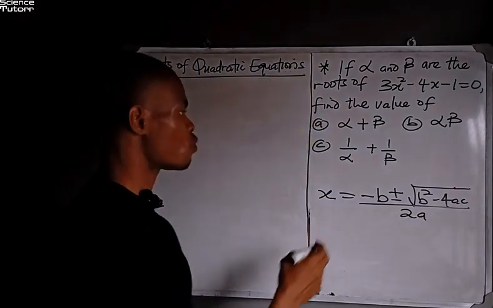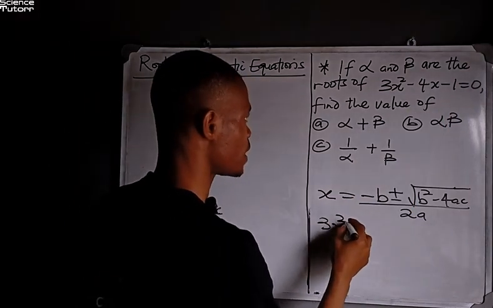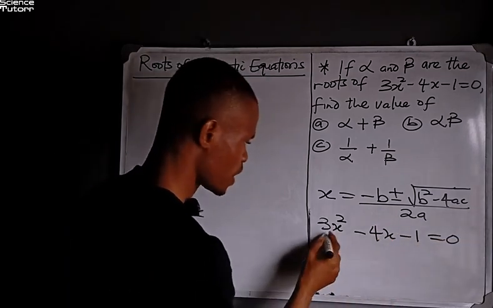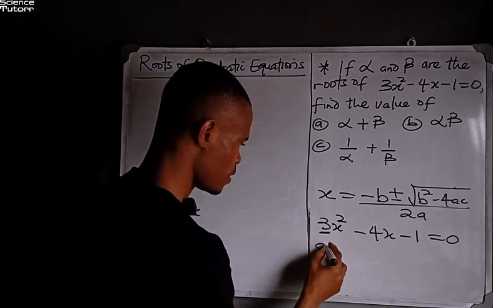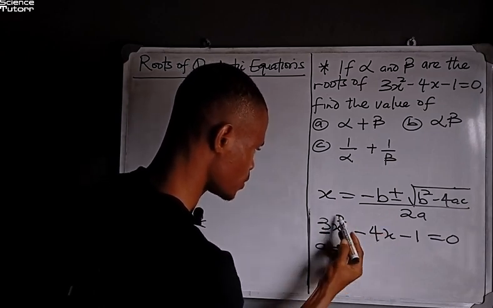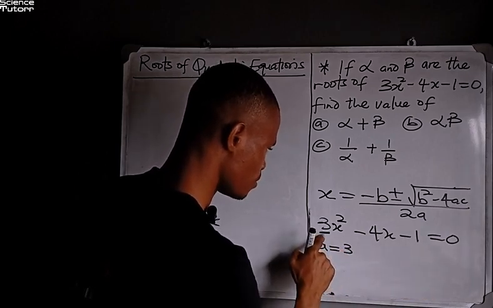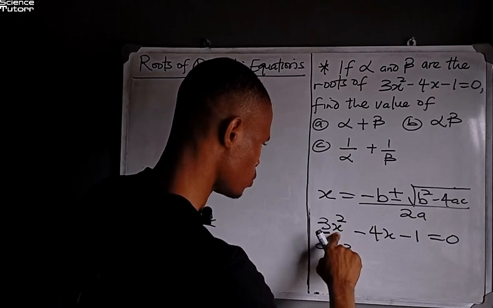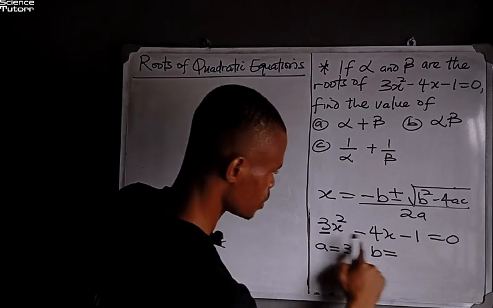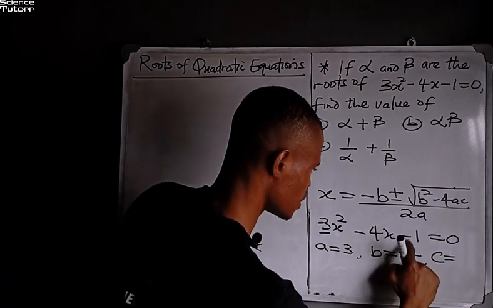Recall, whenever we are given a quadratic equation, for example, in this case we have 3x squared minus 4x minus 1 equals 0. The first term, a, is 3. The first is always a when related to ax squared plus bx plus c. So a is the coefficient of x squared, which is 3. B is the coefficient of x, which is minus 4, while c is the constant term, which is minus 1.